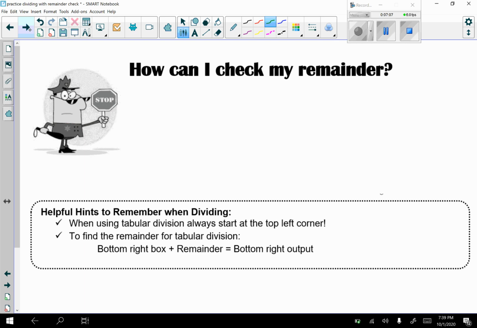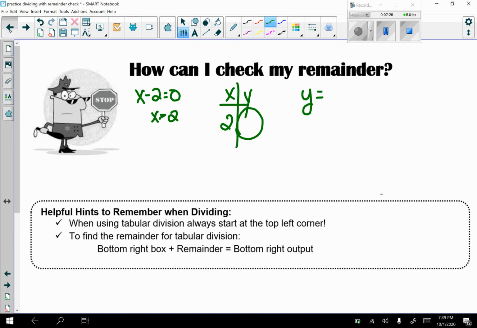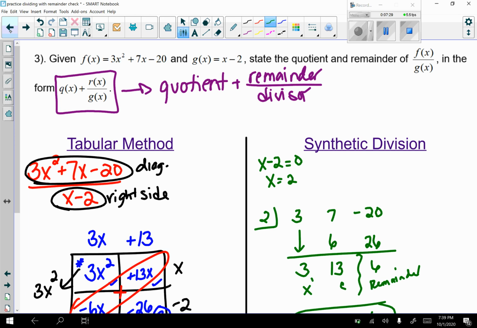So how can I check my remainder? On a test or a quiz, you want to check it to make sure. So we're going to use the remainder theorem. My divisor was x minus 2. I'm going to go to my table in my calculator. I'm going to go to the y equals and type in my dividend, which is 3x squared plus 7x minus 20.